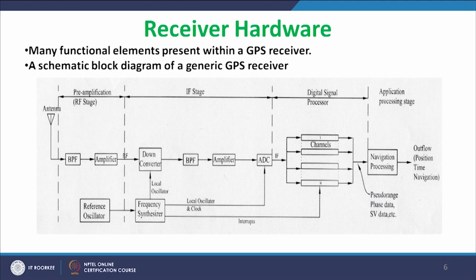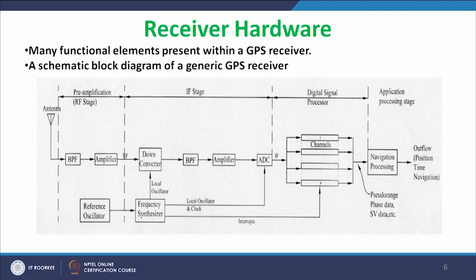Now the brain of the whole GPS receiver is the digital signal processor. It breaks up the signal into different channels depending upon the different satellite vehicles, and processes each satellite vehicle signal independently. Together the receiver provides some fundamental parameters like pseudo range rate, time tag, and navigational data, which are further processed to find our position, time and navigation parameters.